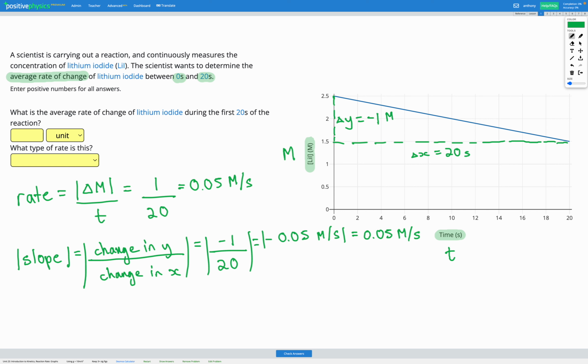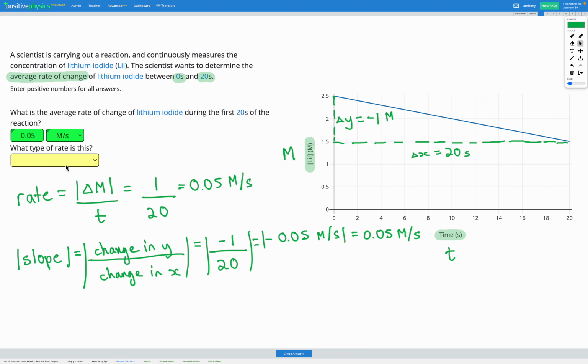molar per second. So you can see we've got the same answer both ways, either by using the rate equation or finding the slope. It's the same thing. So we ended up with 0.05 molar per second. Again, remember, we're always just using a positive number for our rate of change. We're not asking you to say if it's increased or decreased, positive or negative. Here, we're just asking you what is the amount that it changes by per second.